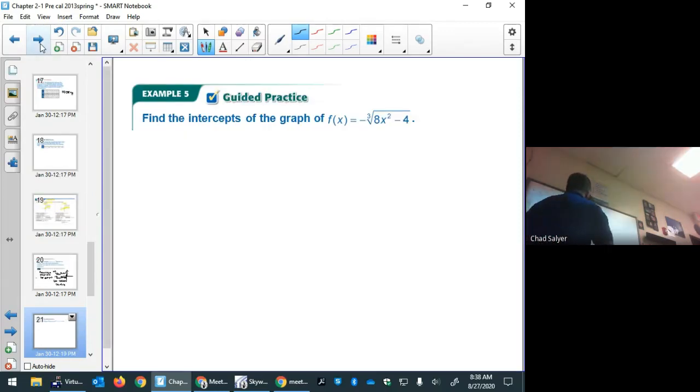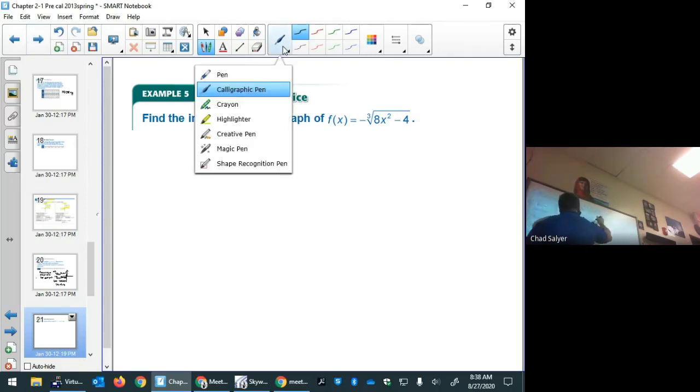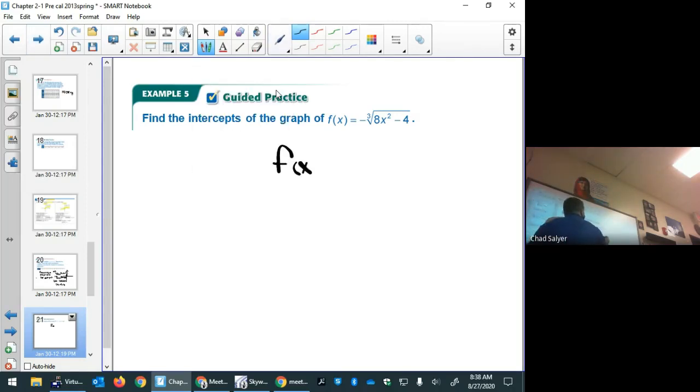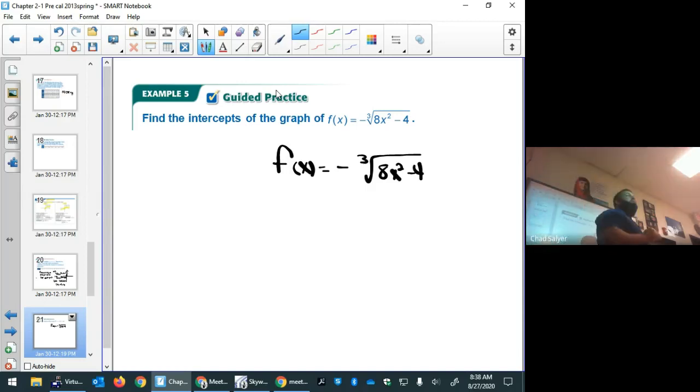Okay. So tell me what the intercepts are for the graph f of x equals negative cube root of 8x squared minus 4. That's a fairly complicated expression. Let's see if you can tell me what the x and y intercepts are for this, if they exist. If they don't exist, just tell me that.